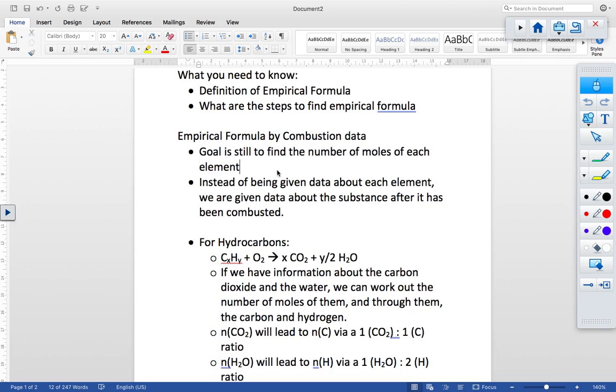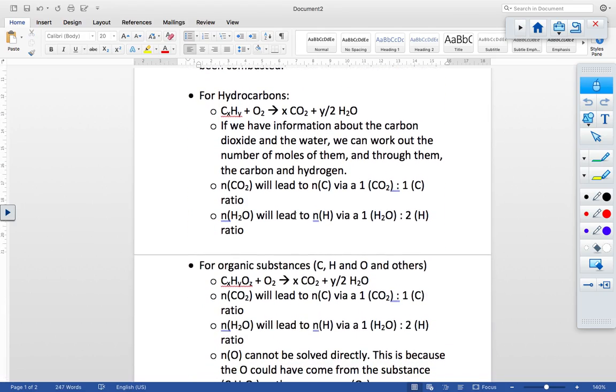So, instead of being given data about each element like last year, like the percentages or the masses of each element, this year we are going to be given data about the substance after it has been combusted. Combusted just means burnt in oxygen. For example, hydrocarbons are made up of carbon and hydrogen with some ratio of X carbons to Y hydrogens, and when burnt in oxygen they form X amount of carbon dioxide and Y/2 amount of water.